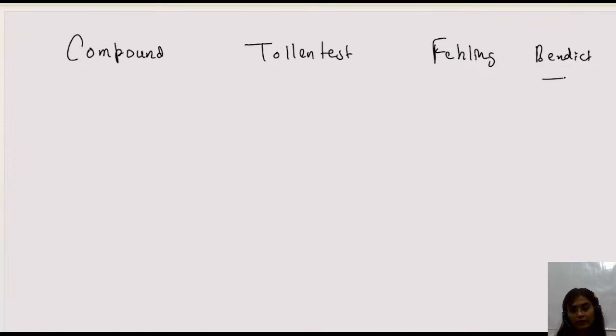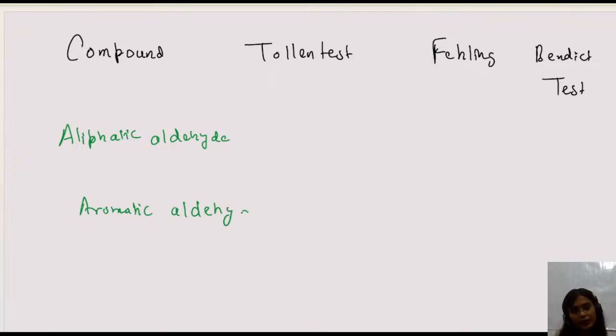In this case, the first compound we are going to use is aliphatic aldehyde. You will tell me which is positive and which is negative. The next one is going to be the aromatic aldehyde. Aliphatic aldehyde, aromatic aldehyde, and the third one is the aliphatic ketone, and one is acetal. What is acetal?